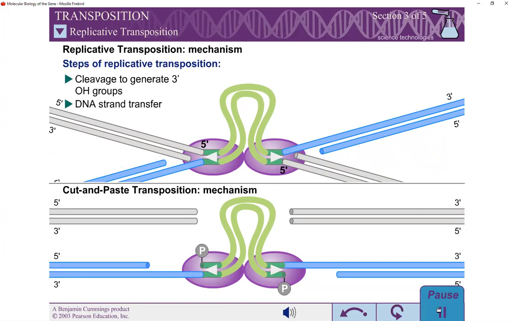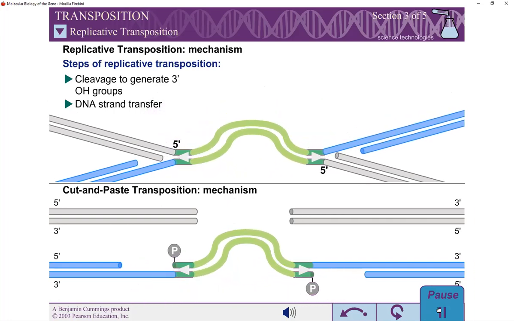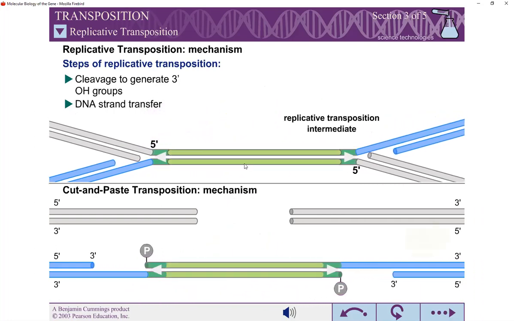The replicative transposition intermediate therefore consists of a doubly branched DNA molecule. So a replicative transposition intermediate is being produced, and this intermediate consists of a doubly branched DNA molecule. Now they would be separated.